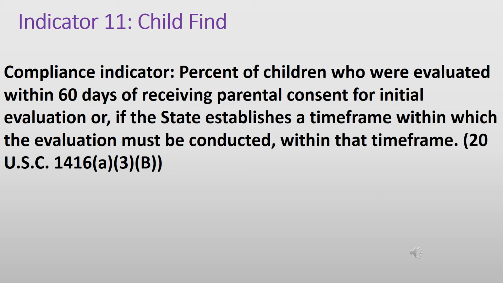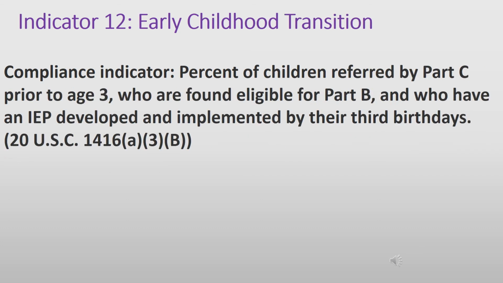Indicator 11, child find. Indicator 11 is a compliance indicator and looks at the percent of children who were evaluated within 60 days of receiving parental consent for initial evaluation, or if the state establishes a time frame within which the evaluation must be conducted, within that time frame. Indicator 12, early childhood transition. Indicator 12 is a compliance indicator. The percent of children referred by Part C prior to age 3 who are found eligible for Part B and who have an IEP developed and implemented by their 3rd birthday.